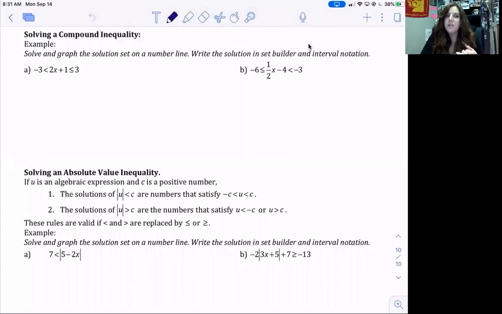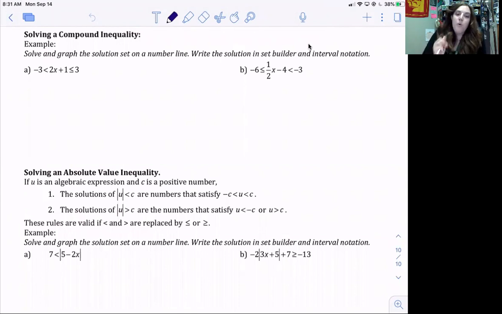Okay, so now we're going to talk about solving a compound inequality. For these examples, we're going to solve and graph the solution set on a number line, write the solution in set builder notation and interval notation. When we look at a compound inequality written as we see in A and B, that is the same thing as an and compound inequality. We're going to talk about what that means when we start looking at absolute value inequalities in a few minutes.